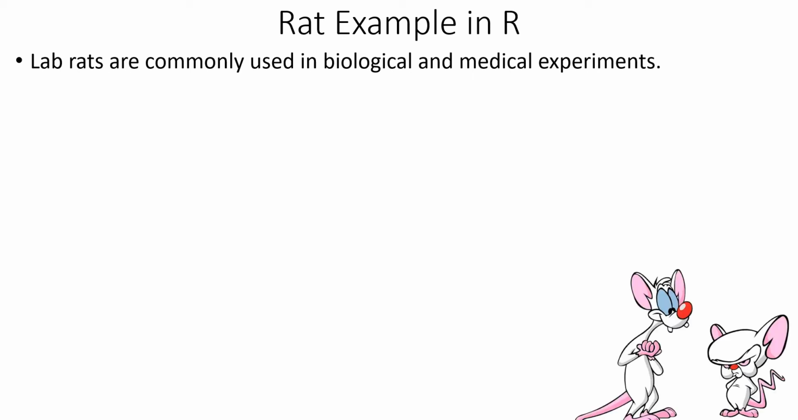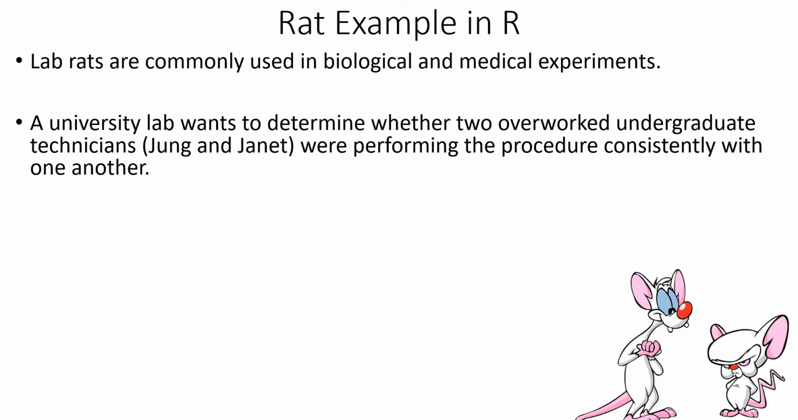a rat. Let's say a university lab wants to determine whether two overworked undergraduate technicians, we'll say Jung and Janet, were performing procedures consistently with one another. If they're using two different techs, they want to make sure that the results they're getting from each tech are consistent so they don't have to worry about which tech is performing the procedure.